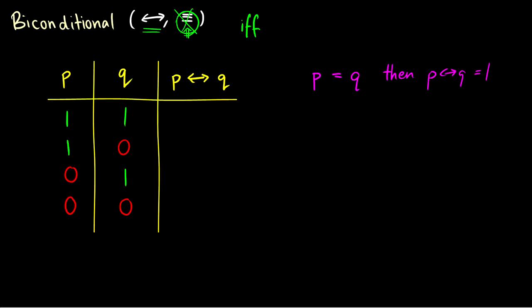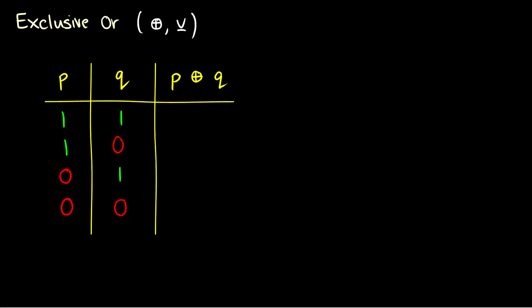So when P and Q are both true, the biconditional is true, and when P and Q are both false, the biconditional is true. If the values are separate or different from each other, then it's false. So in the second row, P is 1 and Q is 0, therefore it outputs a 0. If P is 0 and Q is 1, it outputs a 0 because the values aren't the same. That's the biconditional.